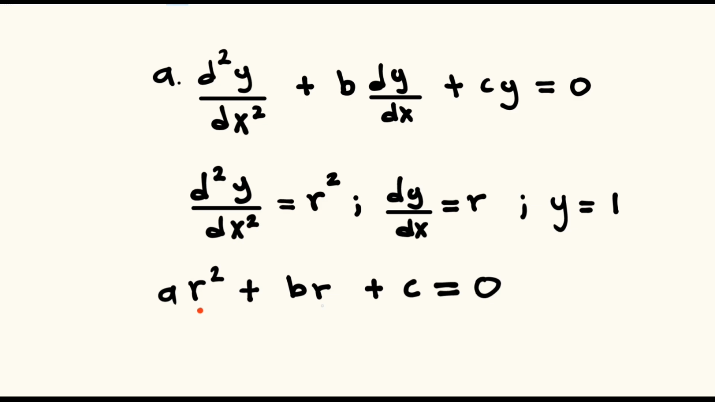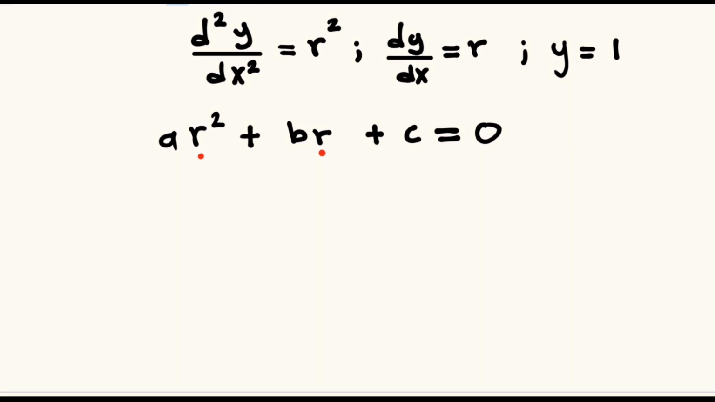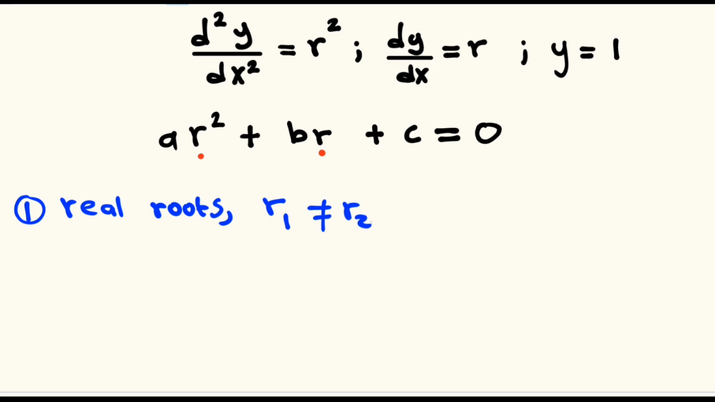We can realize that we have a quadratic equation in r. So the solution of this differential equation will depend on the nature of the roots of this auxiliary equation. There will be 3 possibilities for the roots. The first possibility is that we have real roots which are distinct. So that is to say, the first root will not be equal to the second root.